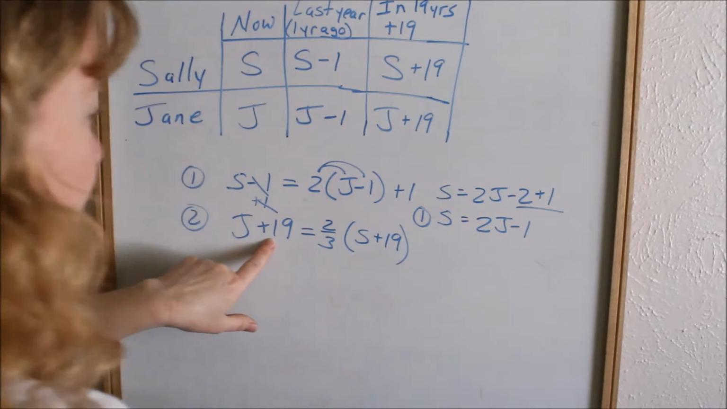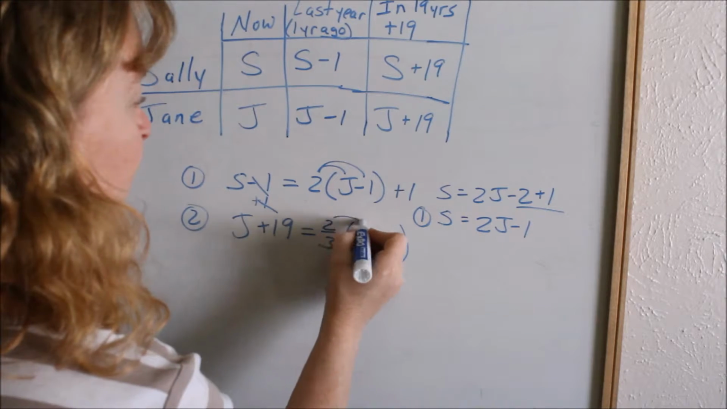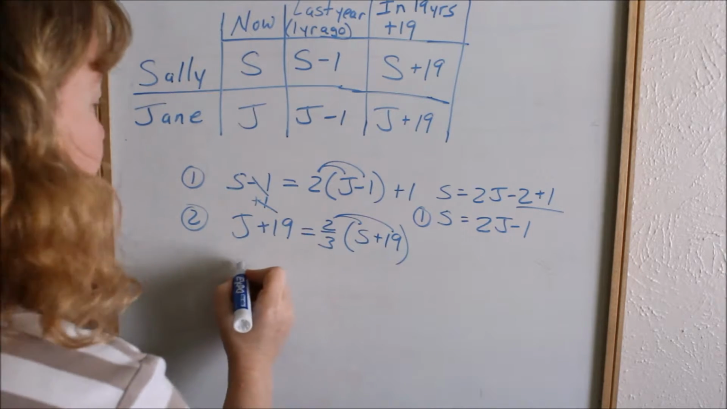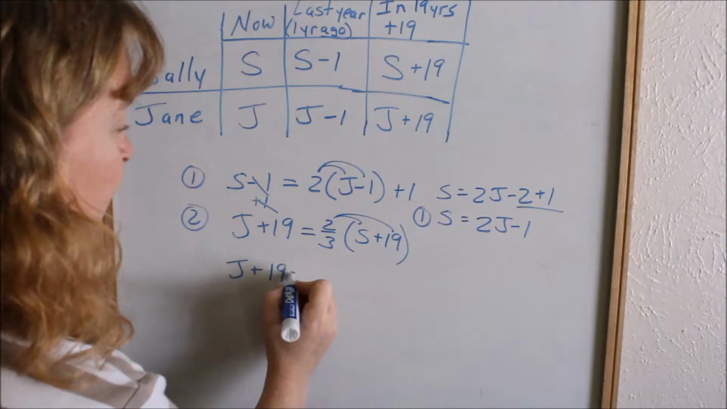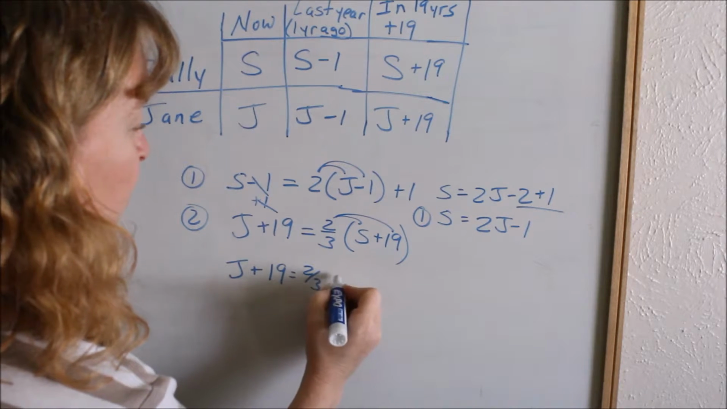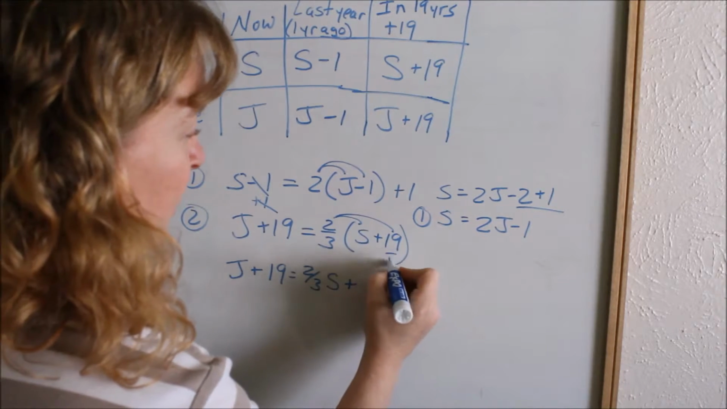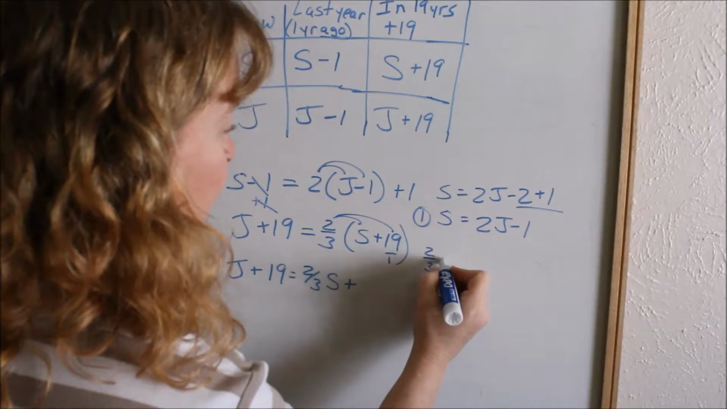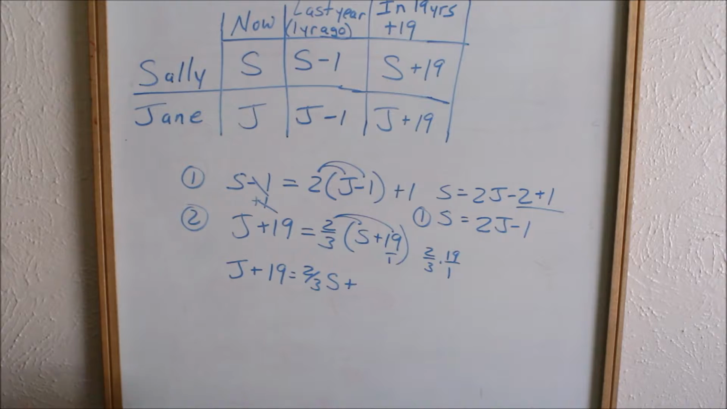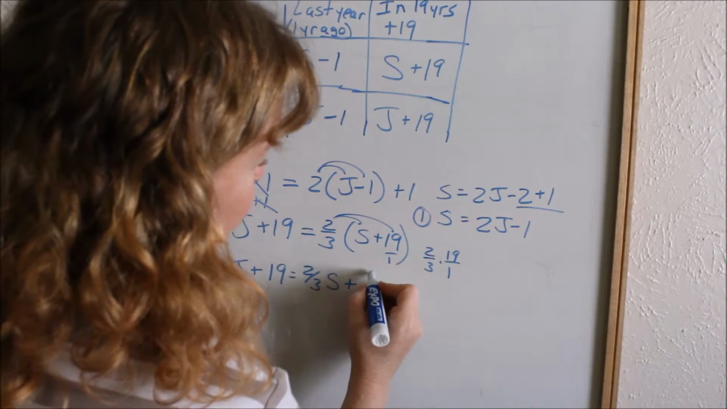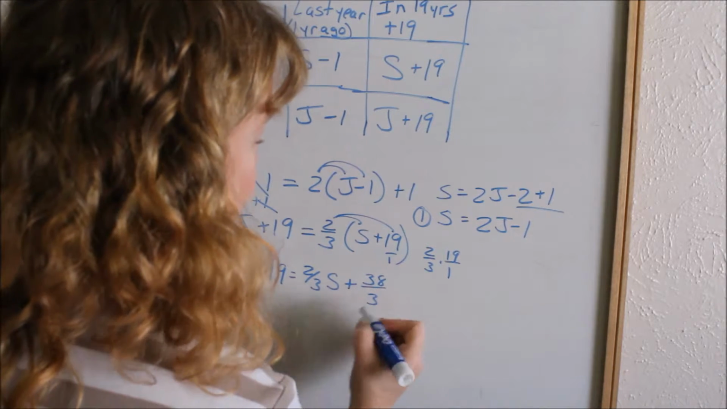Now I'm going to clean this equation up a little bit. I'm going to distribute this and then get rid of my fractions. So I have J plus 19 equals 2/3 S plus 2/3 times 19. That would be basically like 2/3 times 19 over 1. 2 times 19, 38 over 3.